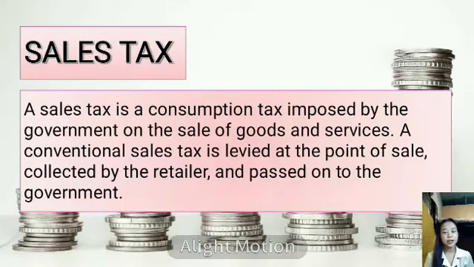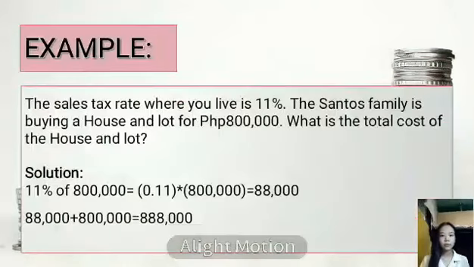Sales tax. Sales tax is a consumption tax imposed by the government on the sale of goods and services. A conventional sales tax is levied at the point of sale, collected by the retailer and passed on to the government. For example, the sales tax rate where you live is 11%. The Santos family is buying a house and lot for 800,000. What is the total cost of the house and lot?